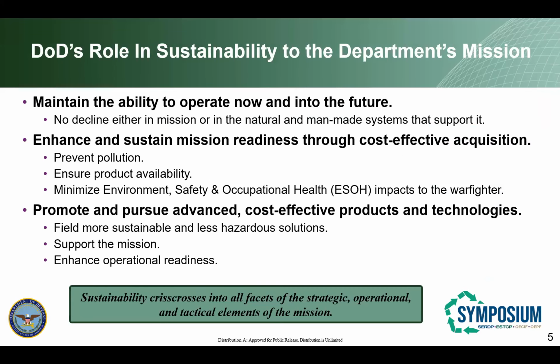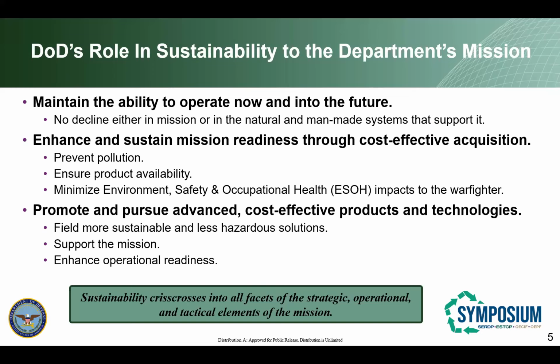So we talked about this again, no decline in the mission or natural and man-made systems that support it. That's really how we operate into the future. But what can we do to sustain the mission readiness through cost-effective acquisition? When we migrate to the weapons platforms, we need to prevent pollution. We've been doing that for years, with our pollution prevention programs, the Pollution Prevention Act of 1990. That is a component of the weapons systems platform thrust area, but also across all the technology areas it is critical. Ensuring product availability.